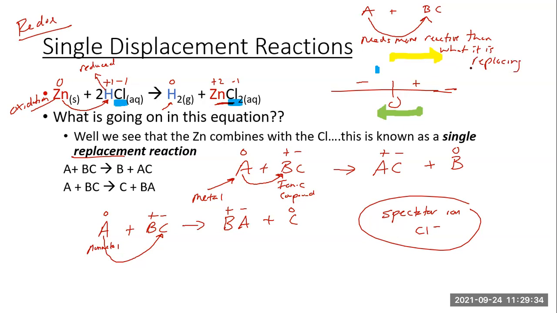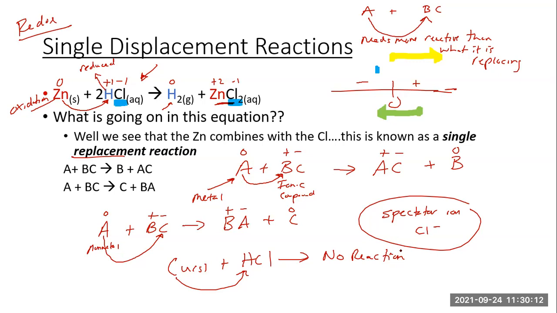And if it is not more reactive than what it is replacing, the reaction actually won't take place. So for example, this reaction up here that we've scribbled all over, if we did it with copper instead of zinc, when this copper would try to come in to kick out the hydrogen, copper is less reactive than hydrogen in this case, and we would actually get no reaction. So you sometimes will have a reaction like this that may not take place because whatever is coming in is less reactive than whatever it is trying to replace.